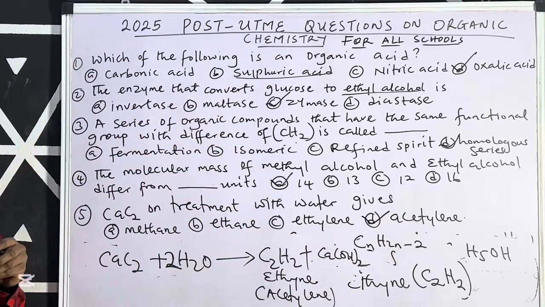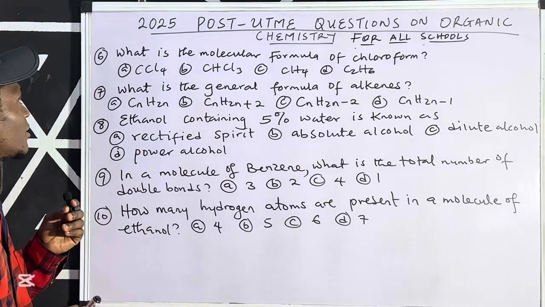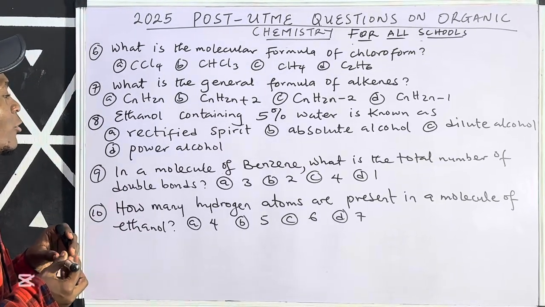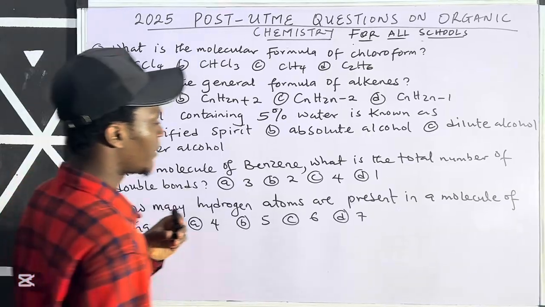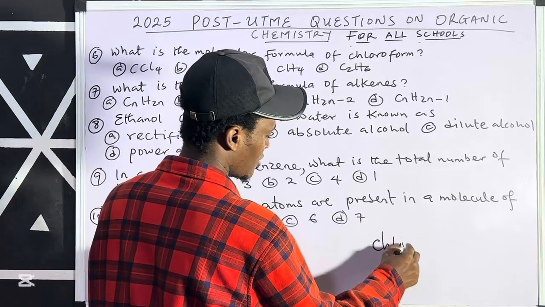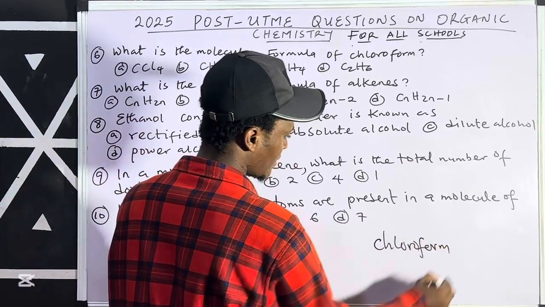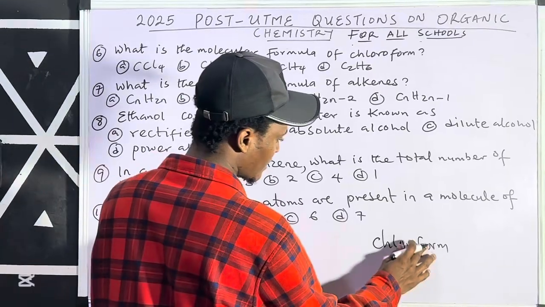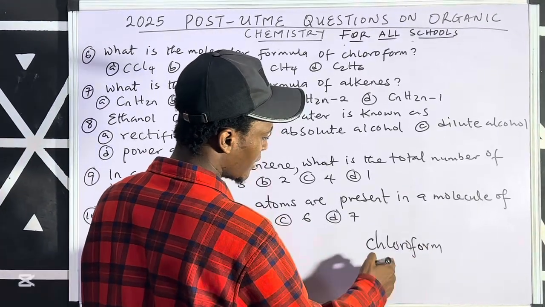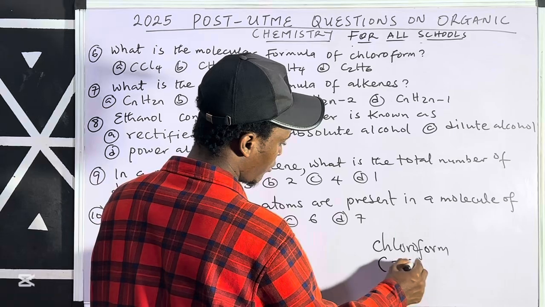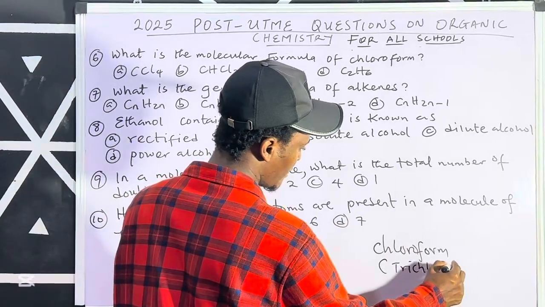So let's see the next question. Question 6. What is the molecular formula of chloroform? Chloroform is also known as trichloromethane. There was a video lesson I made on that on this channel. You can do well to check. Another name for this is trichloromethane.